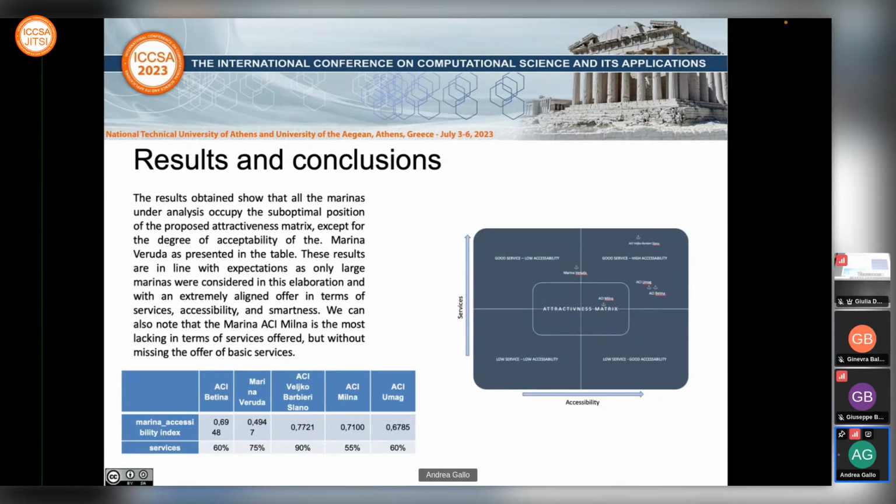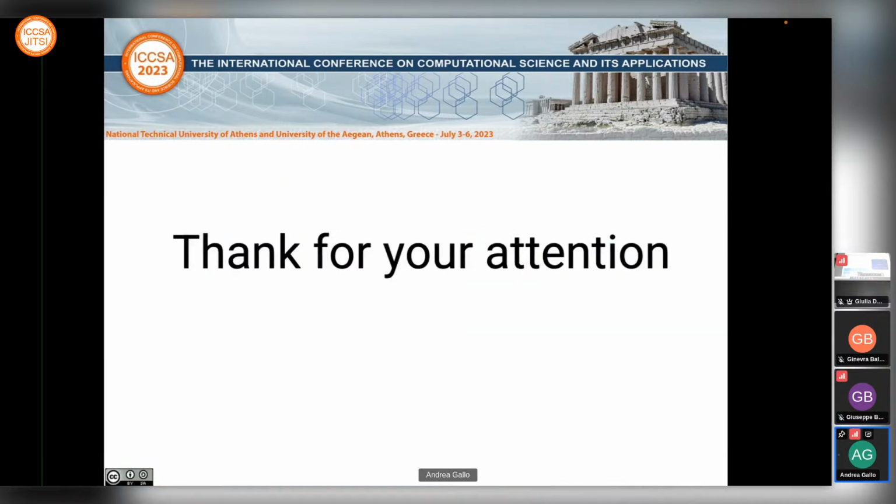In the future, I want to extend this analysis to other marinas, maybe of smaller dimension, to figure out a complex map of all these different marinas based, as I said before, on one hand on accessibility and on the possibility to offer different services. And so I think that's it.